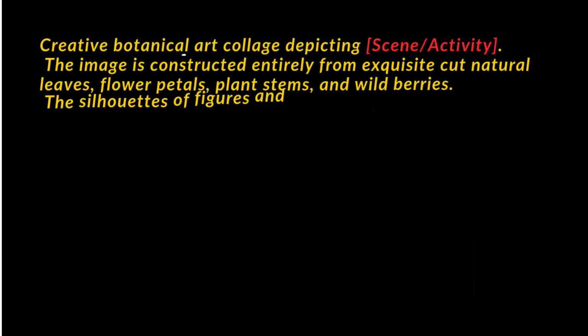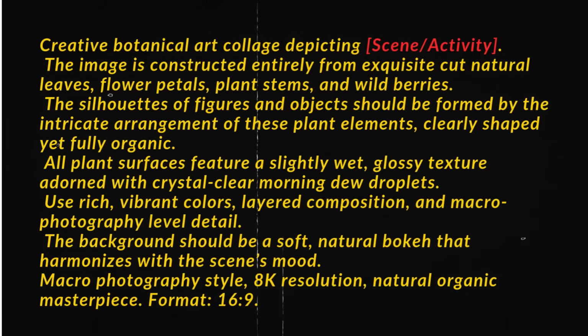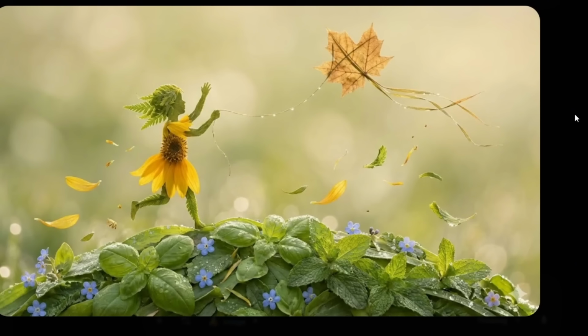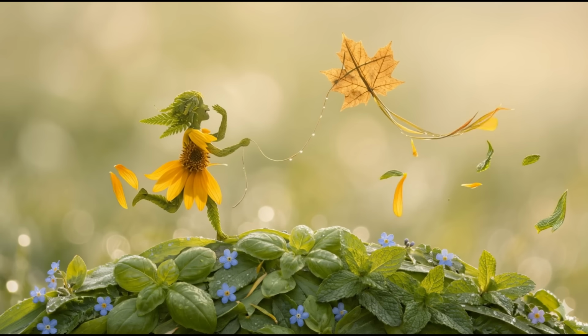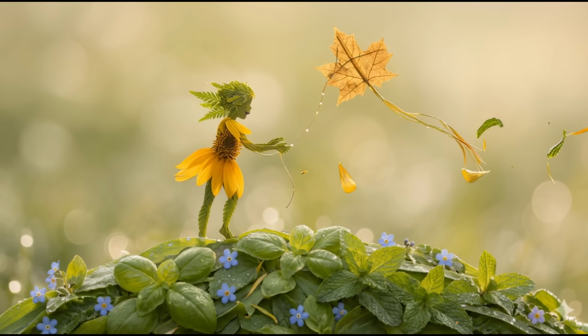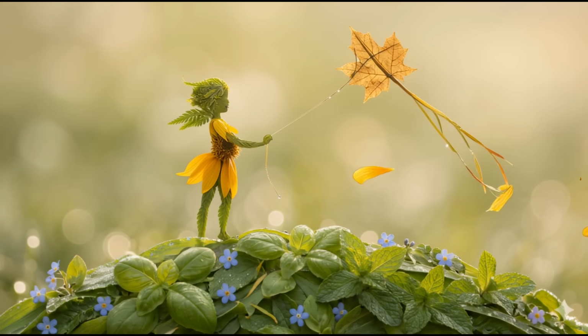Now this one is straight up art. If you use this botanical collage prompt, Nano Banana Pro builds entire scenes using only leaves, petals, stems, and flowers. No paint, no illustration. Everything is formed from real plant textures. I tested this with a child flying a kite, the silhouette made from petals, the hill shaped from herbs, the kite string made of dried grass.